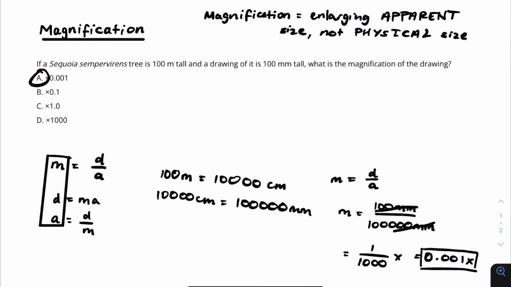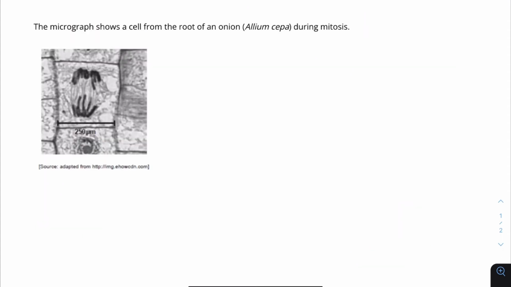Let's look over one more example of magnification. This is another kind of question that you might be asked. The micrograph shows cells in the root of an onion, Allium cepa, during mitosis. Let's say we want to find the magnification of this cell. The only information we're given is that this scale bar is 250 micrometers. Micrometers is denoted by this fancy looking U, which is known as mu, and an M next to it.